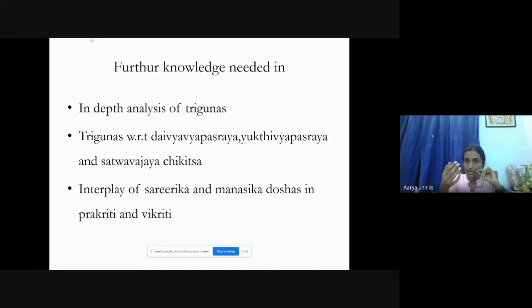So further knowledge is needed in in-depth analysis of Trigunas. Trigunas with respect to Daivavyapashraya, Yuktivyapashraya, and Sattvavajaya chikitsa. Daivavyapashraya, especially mantras. Yuktivyapashraya, especially the Medhya Rasayanas. And Sattvavajaya, of course. And how the interplay of Sharirika and Manasika Doshas in Prakriti and Vikruti happens, like Vata and Rajas, and Pitta and Rajas. These things have to be made clear.